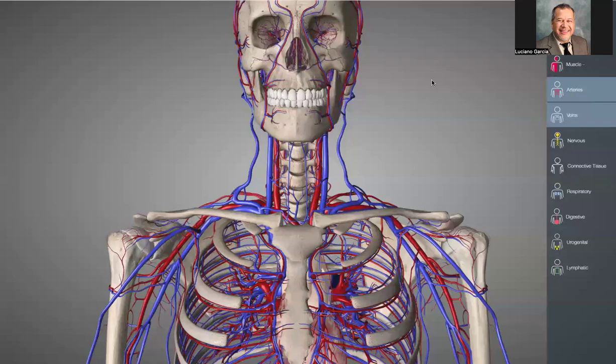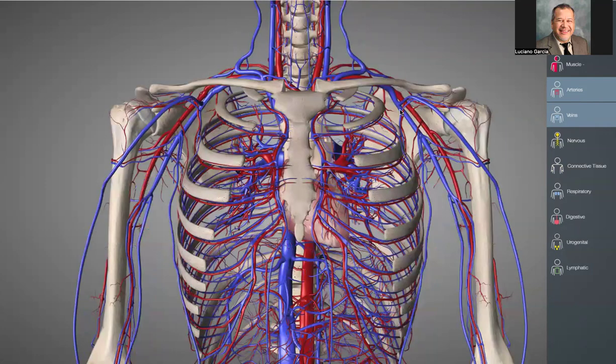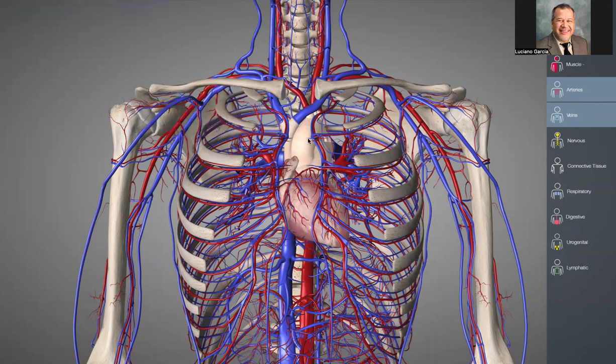Let's talk about arteries and veins. And I'm going to show you where everything starts. This is your sternum. It has three sections: the manubrium, the body, and the little bitty part at the bottom, the xiphoid process.